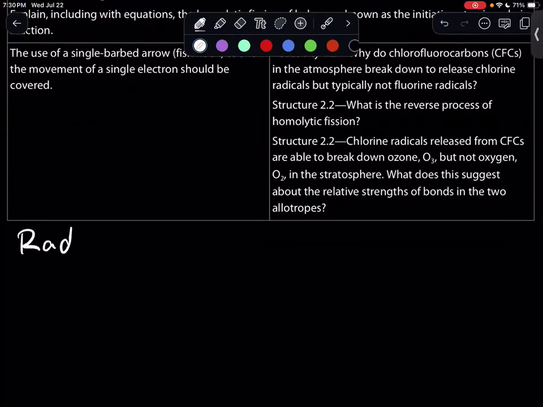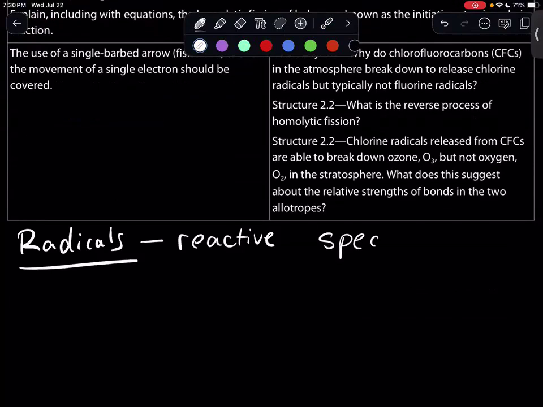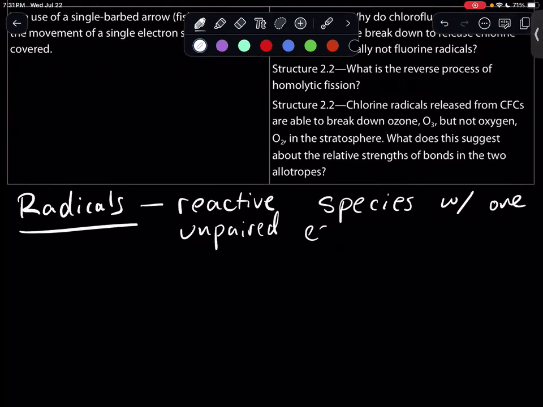Let's repeat what radicals are. Make sure that we have that definition down, which is just a reactive species with one unpaired electron. Now, this species could be an intermediate or the end step of a process, but we're going to go over how we identify them and how they're created.